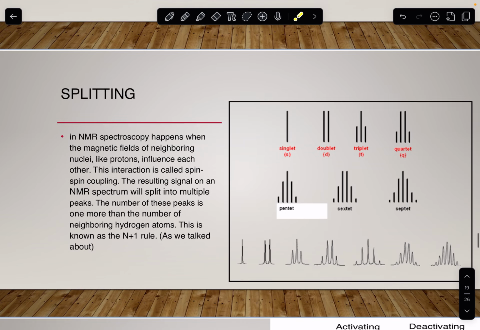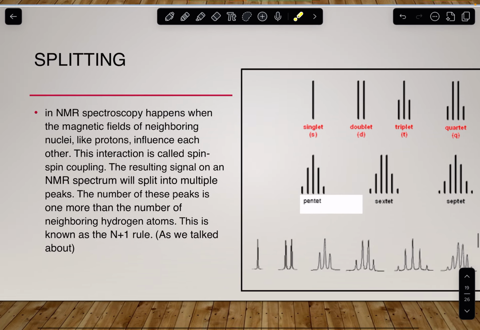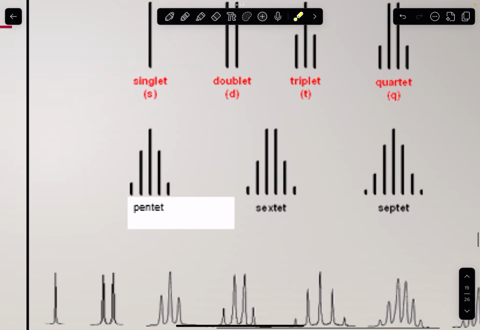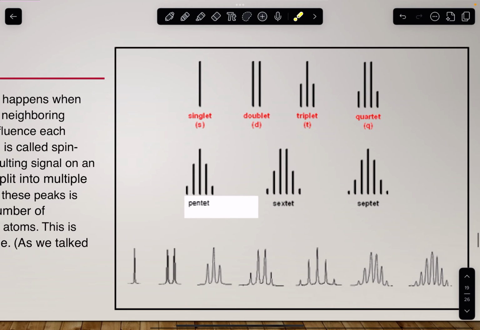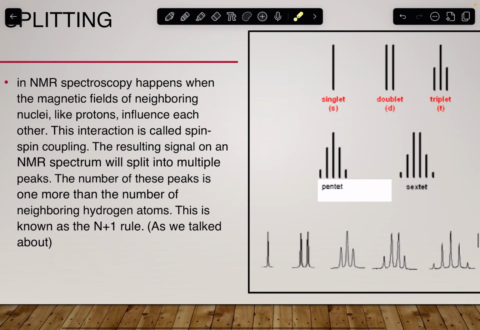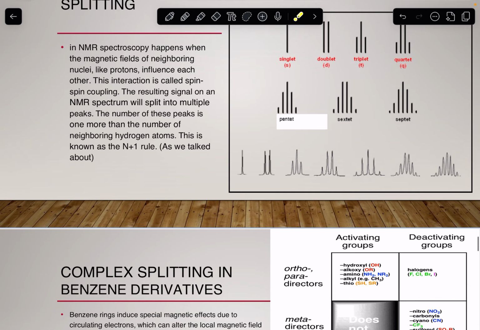Oh, this is exactly what we're talking about. Yeah, so pretty important. Again, this is something that you just memorize, but it goes up. So 1 is a singlet, 2 a doublet, 3 a triplet, and so on and so forth.